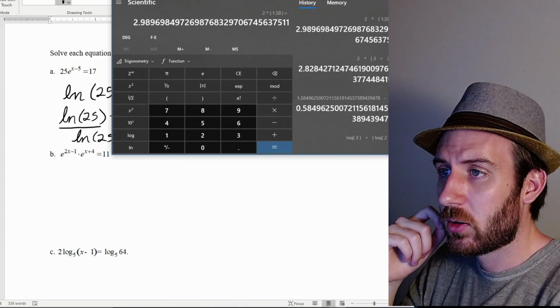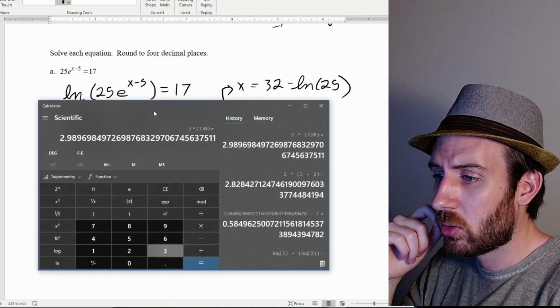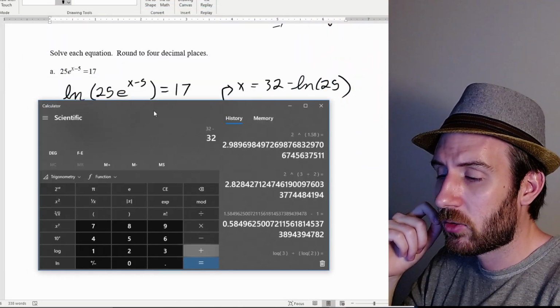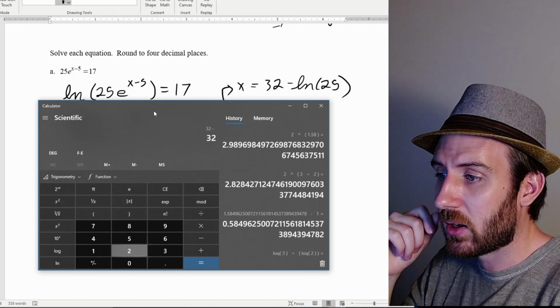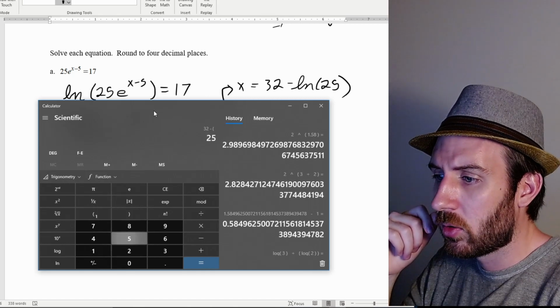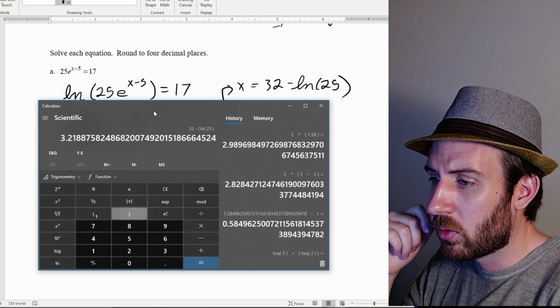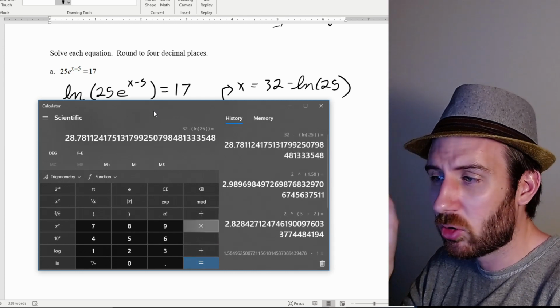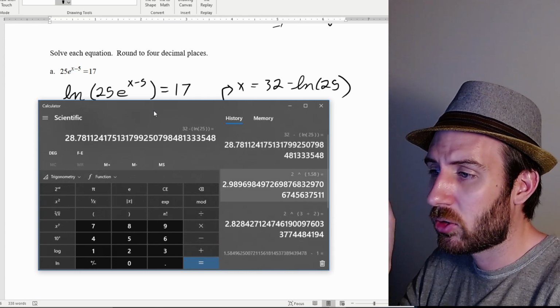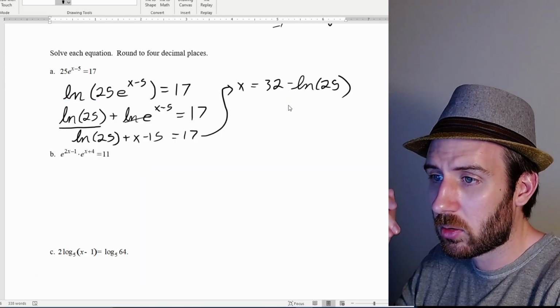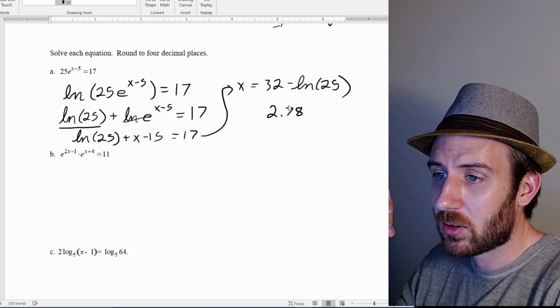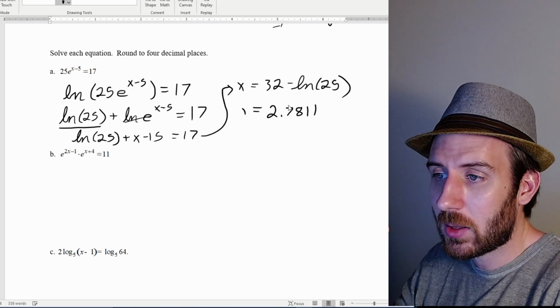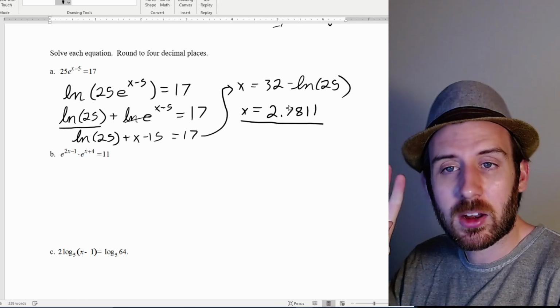So let's pull up the calculator. That would be 22 minus the natural logarithm of 25, which would equal, to 4 decimal places, 2.7811. Okay.